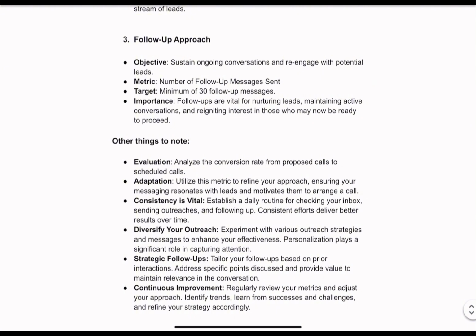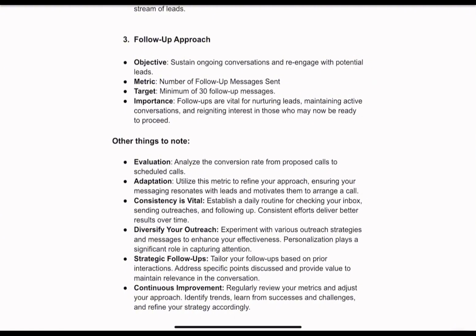And some other key things to note is, one, to just do some self-reflection and evaluation from time to time and analyze the conversion rate from proposed calls to scheduled calls. So if you're proposing calls but they're not converted into a call, that means maybe you need to build a bit more rapport. Okay, maybe they've not got them problems yet or they're not aware of them. Okay, so you really want to be able to dissect that and then build that rapport.